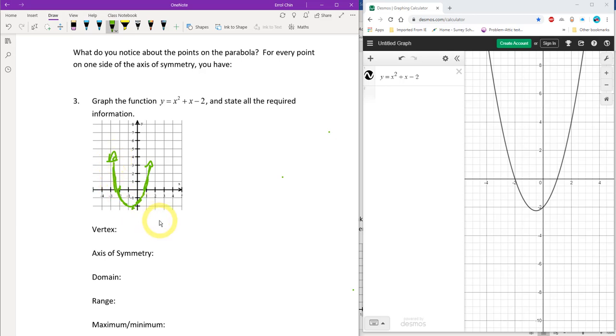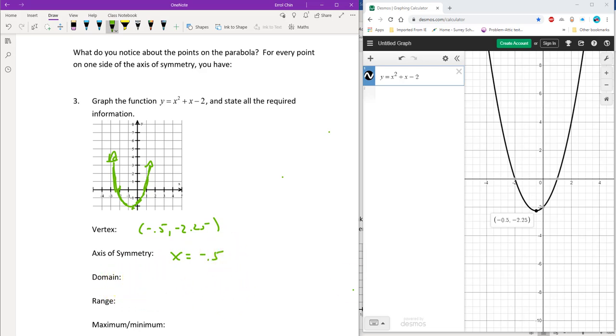Okay? Now, what's the vertex? Well, you can just tap on your phone or your computer and it automatically tells you it's -0.5 and -2.25. So my vertex is going to be -0.5 and -2.25. Well, the axis of symmetry is super duper easy to read. It's just your x value at the vertex. Oh, so it's x equals -0.5. Done.